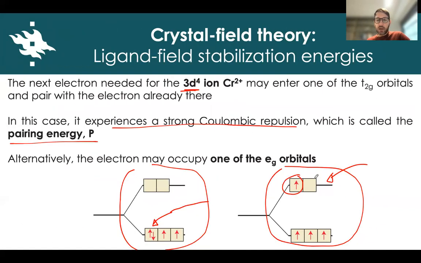But in this case, although we avoid the pairing energy, for this electron to occupy this orbital has a larger energy. So this electron has to overcome the ligand field splitting parameter to occupy that orbital. So we have a competition between the ligand field splitting parameter and the pairing energy to determine which configuration will be achieved.